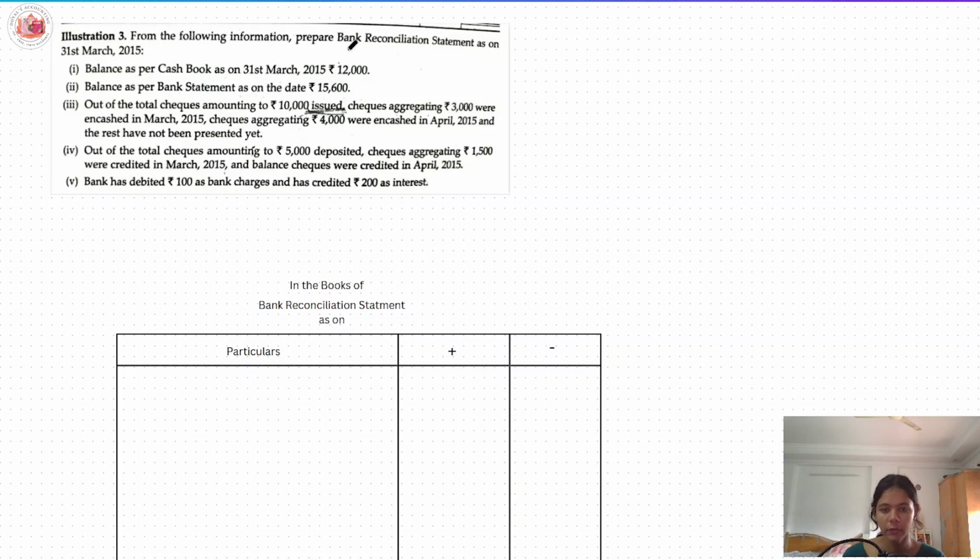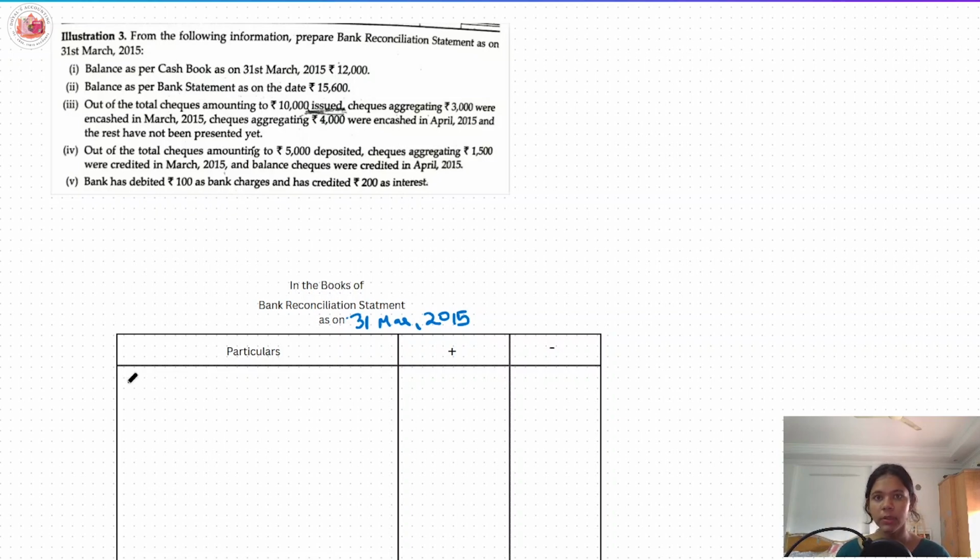From the following information, prepare bank reconciliation statement as on 31st March 2015. They have given us the balance as per the cash book as on 31st March 2015. Here I have already created my pro forma. We have to prepare the bank reconciliation statement. They have given us cash book balance. They have given us bank statement balance as well.